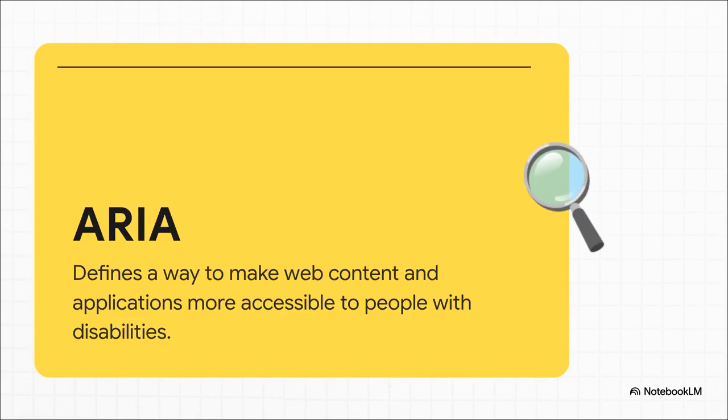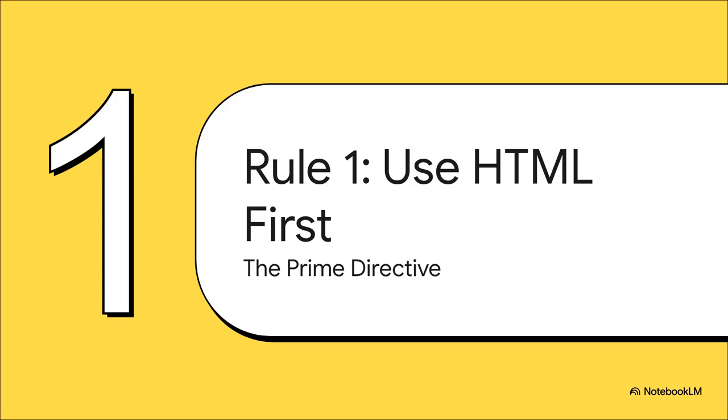Okay, so let's make sure we're all on the same page. What even is ARIA? Well, the official definition talks about making web apps more accessible, especially the fancy, dynamic stuff. But here's a simpler way to think about it. ARIA is like a set of extra instructions you can give to assistive tech, like screen readers. It tells them what an element is and what it's supposed to do when plain old HTML just isn't enough. And that brings us right to our first rule.